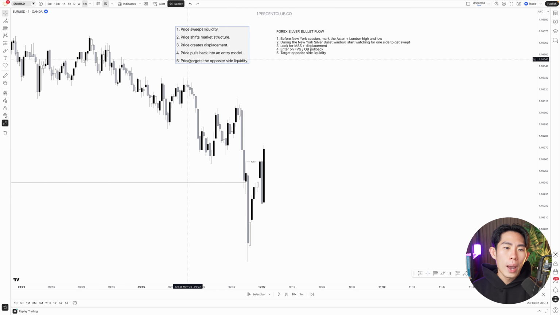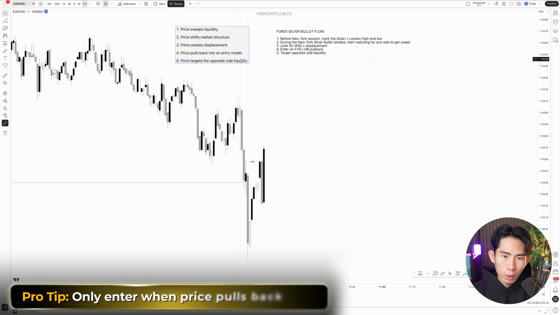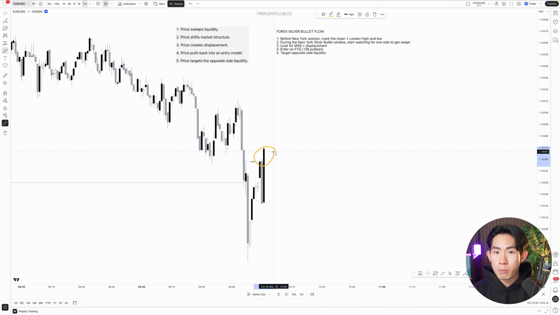Okay, now where exactly are we looking for the entry? Remember, we only want to enter when price pulls back, right? Not in this initial phase when it's breaking out. No, we only want to enter when it pulls back. Okay, so once again, for simplicity's sake, we are just going to be using either the fair value gap or the order block in this video right here.